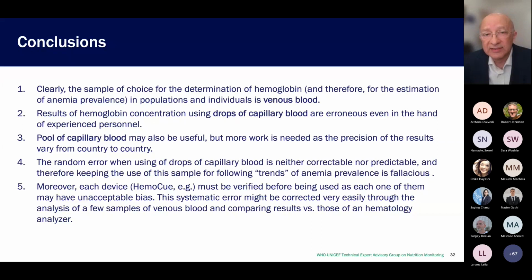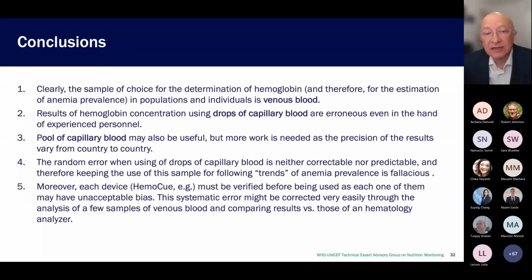Clearly, the sample of choice for the determination of hemoglobin, and therefore for the estimation of anemia prevalence in populations and individuals, is venous blood. Results of hemoglobin concentrations using drops of capillary blood are erroneous, even in the hands of experienced personnel. Pooled capillary blood may also be useful, but more work is needed as the precision of the results varies from country to country. The random error when using drops of capillary blood is neither correctable nor predictable, and therefore using such samples for following trends of anemia prevalence is fallacious.